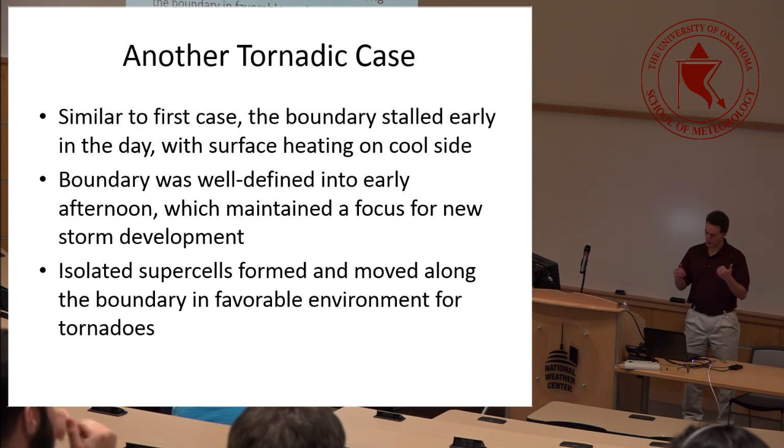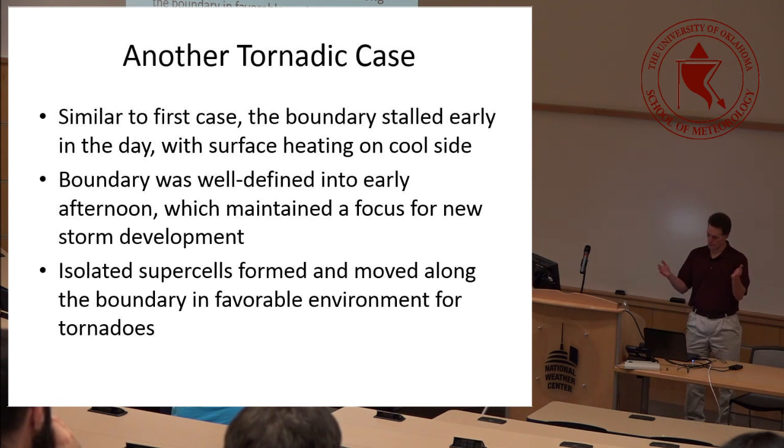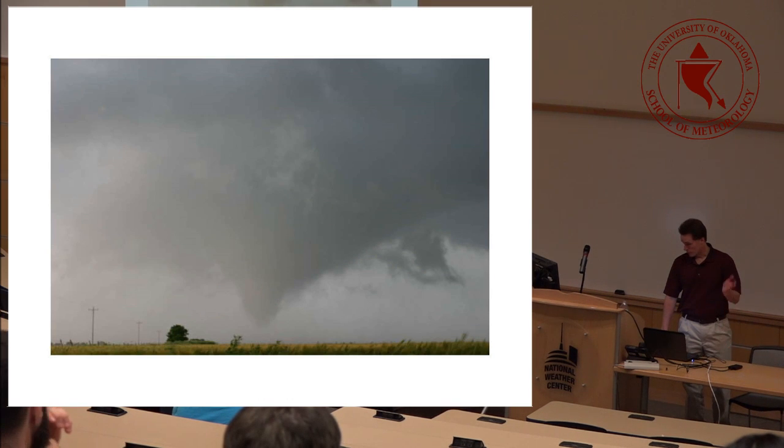And this one, again, it's similar to the first one. This is sort of what I see as the prototypical case. And you get the boundary pretty well defined. There's no question about moisture, buoyancy, and all that. And the vertical shear is clearly enhanced on the cool side. And you initiate storms in the right time and place, and they interact with that environment and produce several tornadoes.